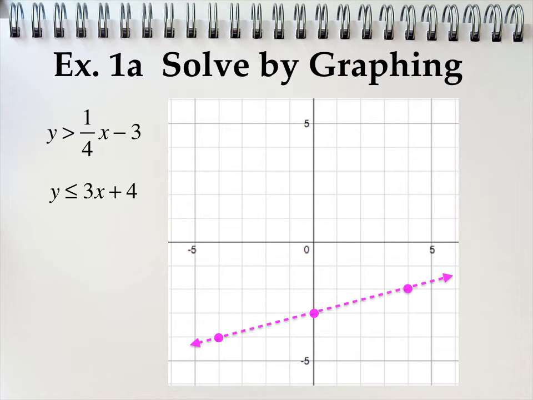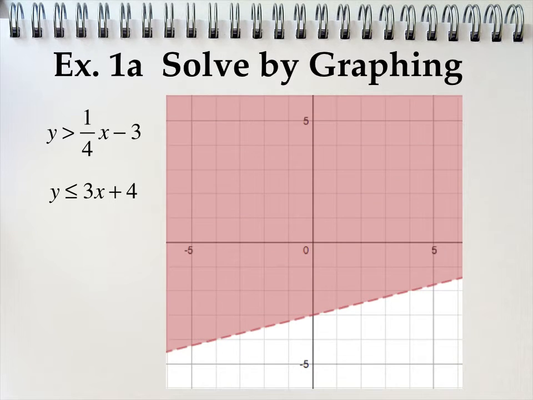We'll use a dashed line, and because the top inequality is greater than, we'll shade above that line. Now to shade the bottom inequality, we'll start with 4 for the y-intercept. The slope is 3. It's a solid line, and because it's less than or equal to, it's everything below that line.